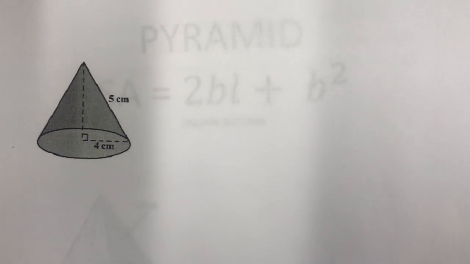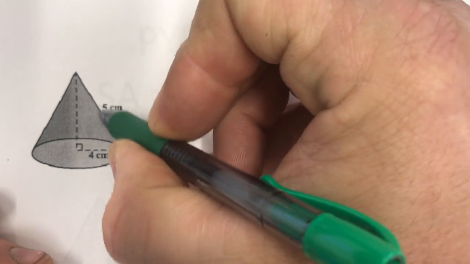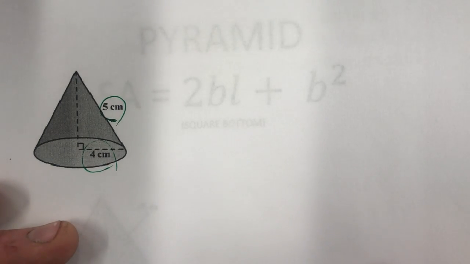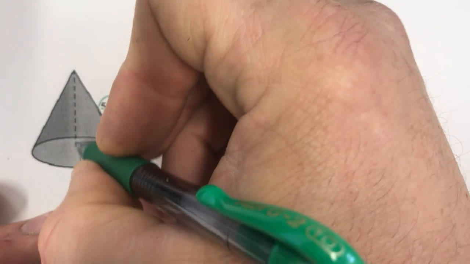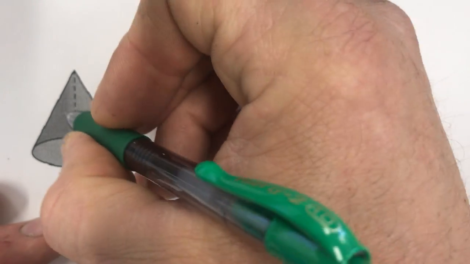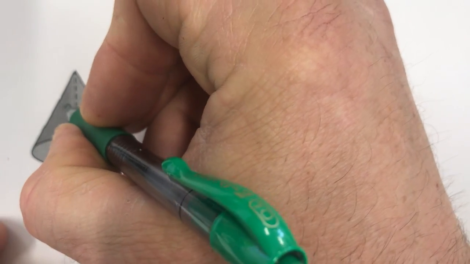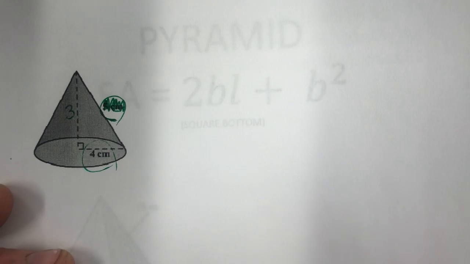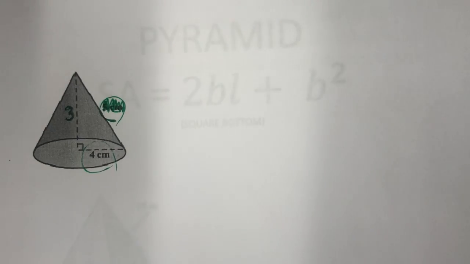All right, here's a cone. Now on this cone, we've got 5 and 4. Now I was thinking of something different. Well, I wanted one with the height right here. Let's just say that this is 3. Let's just mark this out, okay? And say this is 3. This is the height of the triangle.